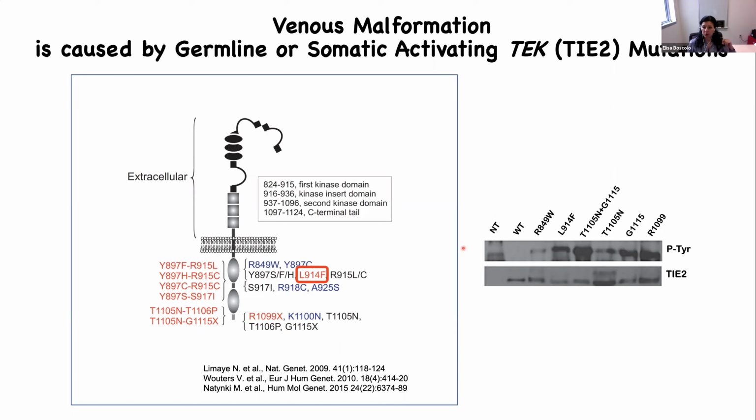And this Western blot on the right side is showing how if you overexpress Tie2, I believe those are fibroblasts, the wild type Tie2 does not induce increased phosphorylation of the receptor, but if you have a mutated form, the R849W, which is an inherited mutation, you have increased phosphorylation. The L914F, which is a somatic mutation, induces a much higher activation. And here you can see how the combination of two mutations induces an increase compared to each single one.